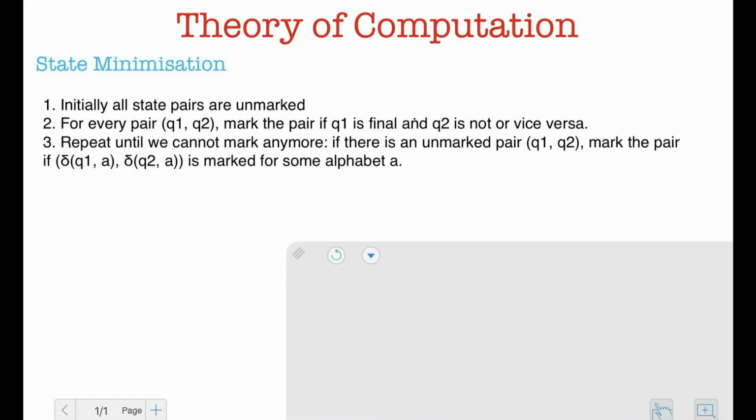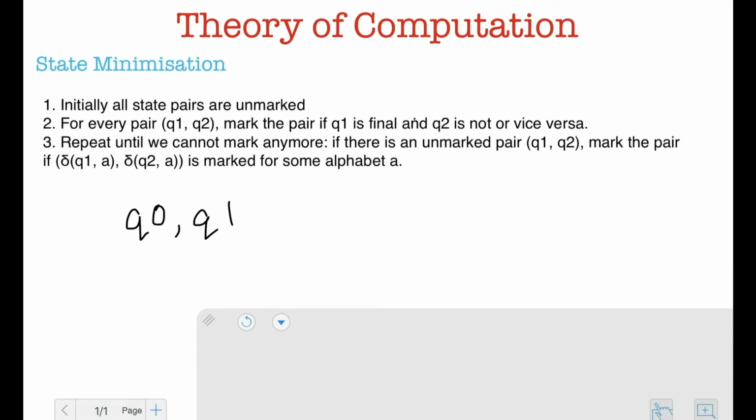Hi and welcome back. Continuing our discussion on state minimization, we'll look at a formal algorithm to do state minimization in this video. I already have the algorithm written right here. The first step is that initially all state pairs are unmarked. We are going to form state pairs. Q0, Q1 will be one pair and Q1, Q2 will be another pair, and so on. There will be all pairs of states whether they are connected or not. Q0 will be paired with Q1, Q2, Q3, Q4, Q5, all of them.